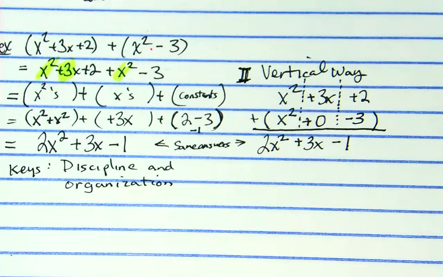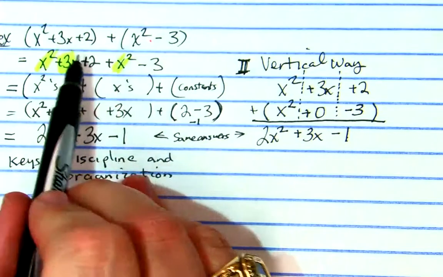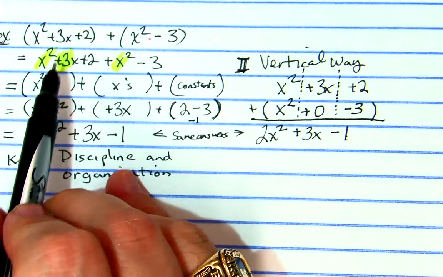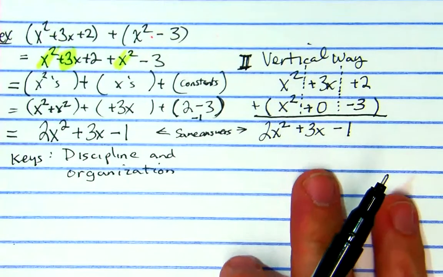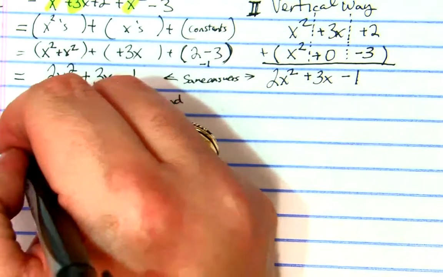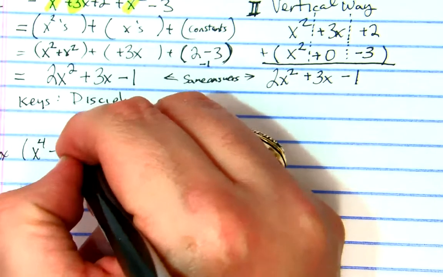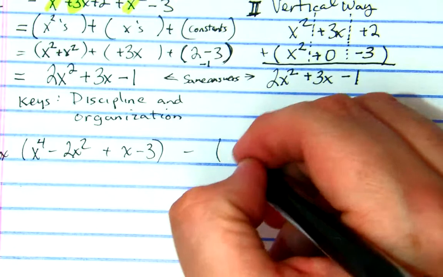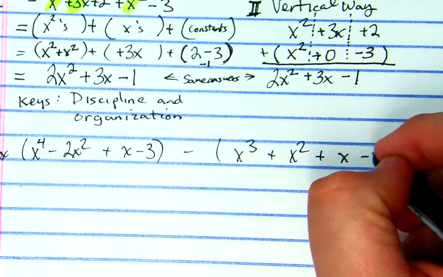I like it so much better that way. This way, there are a lot of opportunities for mistakes because you get a lot of plus signs, minus signs, different terms. If you have poor handwriting, same things happen. Now, let's take a look at a negative. Well, let's do this example. x to the 4th minus 2x squared plus x minus 3 minus x cubed plus x squared plus x minus 10.